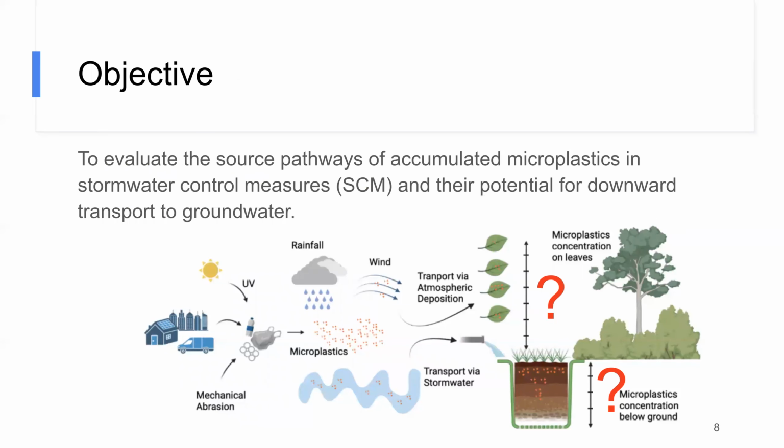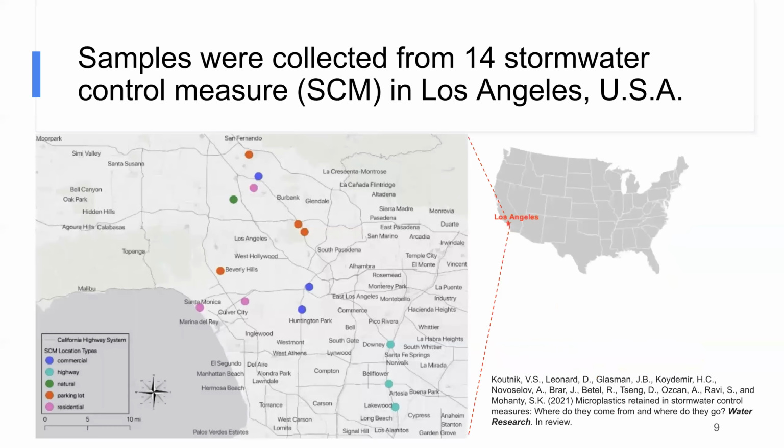So the objective was to evaluate the source pathways of accumulated microplastic in stormwater control measures. Most importantly, to understand whether this accumulated microplastic is going to end up in groundwater or not. So these are the two question marks, as you see on the right side. Is this accumulation by winds versus stormwater? And the second is, how much of those accumulated plastics are moving downward?